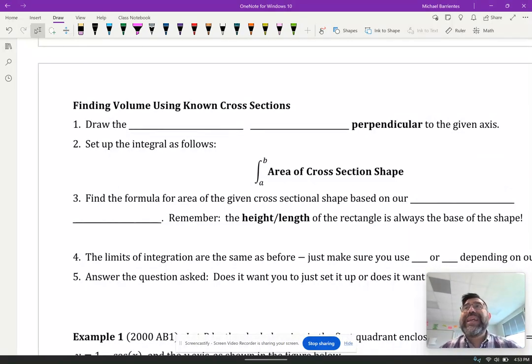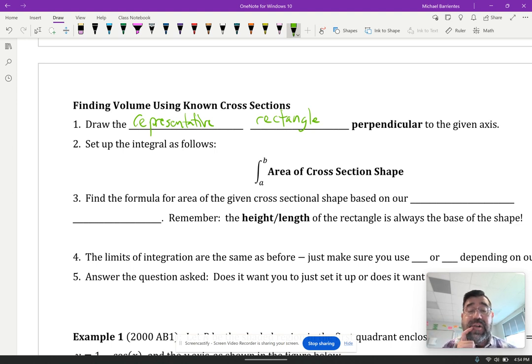Okay, let's see. So the first thing we're going to do is we're going to draw the representative rectangle perpendicular to the given axis. So they're going to tell us perpendicular to the x-axis, perpendicular to the y-axis. Drawing this is going to help us think about how we're going to orient it, what kind of limits we need. We're going to set up the integral as follows. We're going to go from the integral from a to b, but remembering a and b could be x values if it's perpendicular to the x-axis, or a and b could be y values if it's perpendicular to the y-axis.